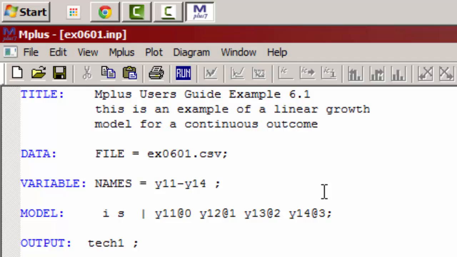Here's a new command. It's the output command. And here we're asking to see the technical 1 output. We'll walk through the technical 1 output together. So let's go ahead and run this.